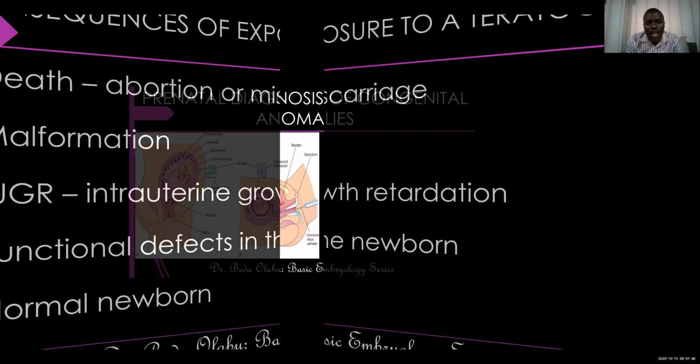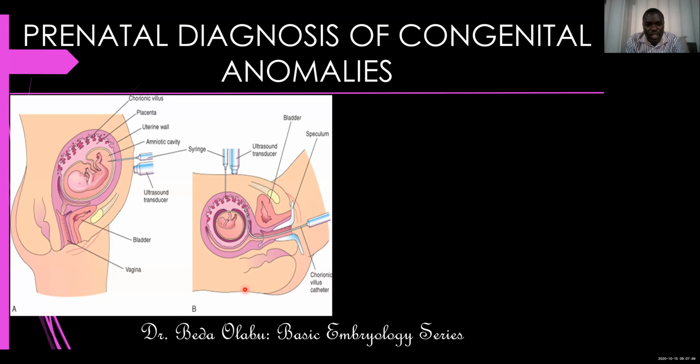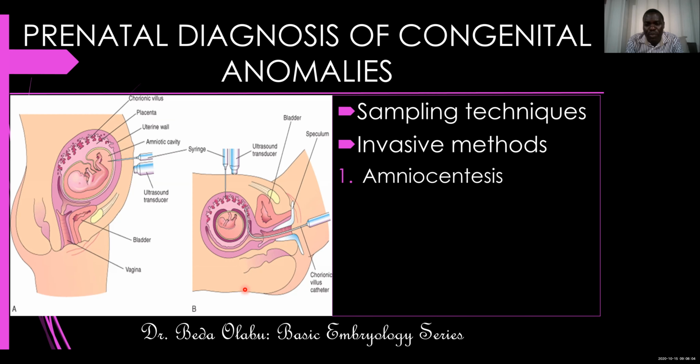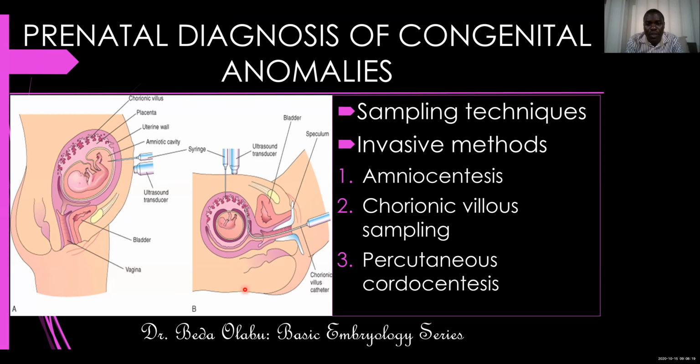Okay, how do we diagnose congenital anomalies prenatally? We can diagnose congenital anomaly using some sampling techniques. We take samples. The sampling techniques tend to be invasive because you have to introduce a needle to collect the sample. That sample can be obtained from the amniotic fluid, and that's what you call amniocentesis. We talked about it. It can be obtained from the chorionic villus, and we call that chorionic villus sampling.